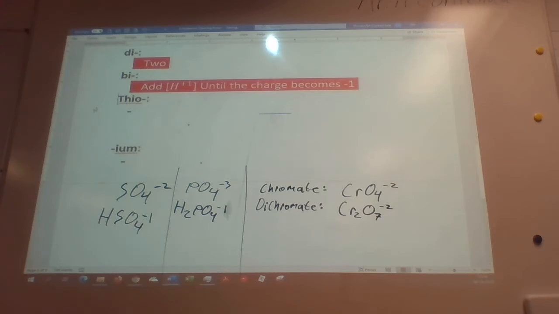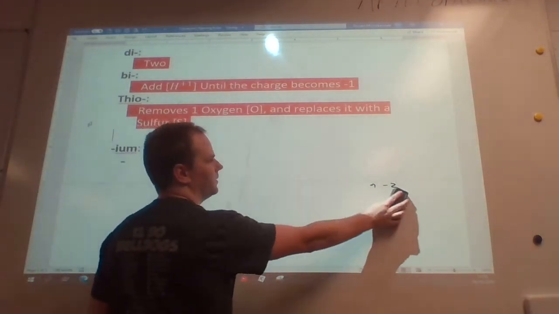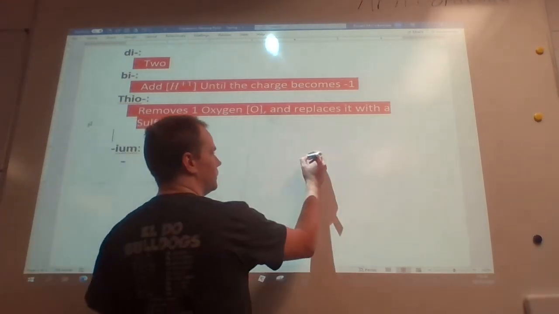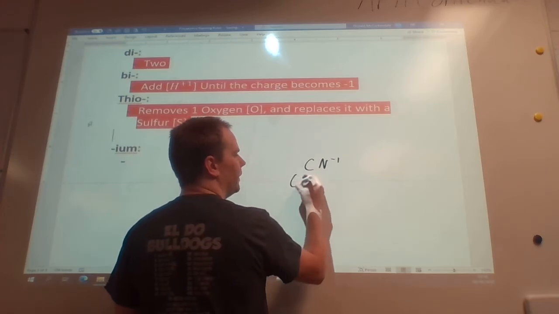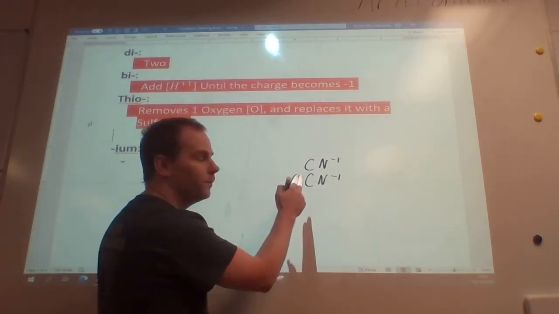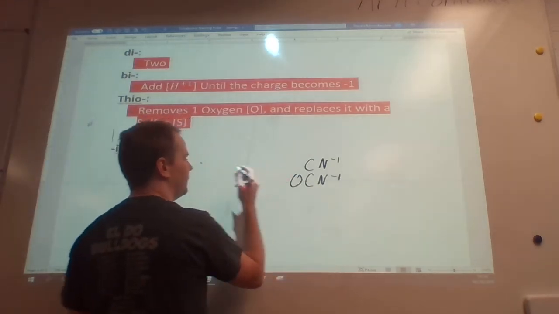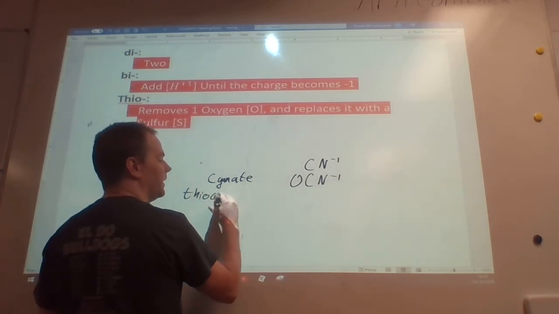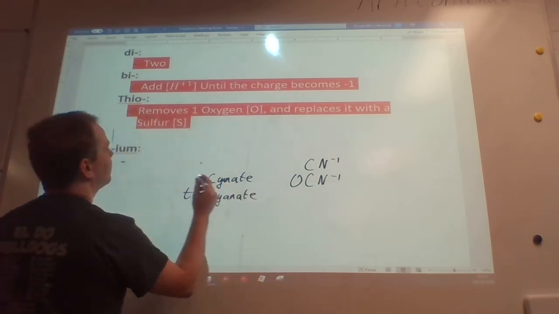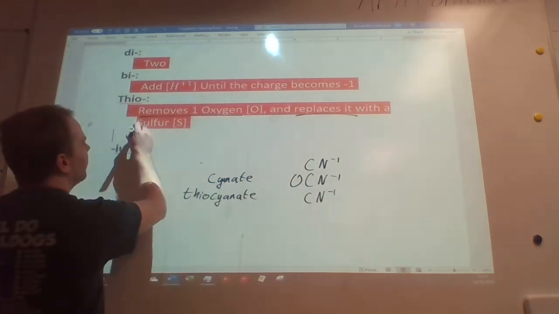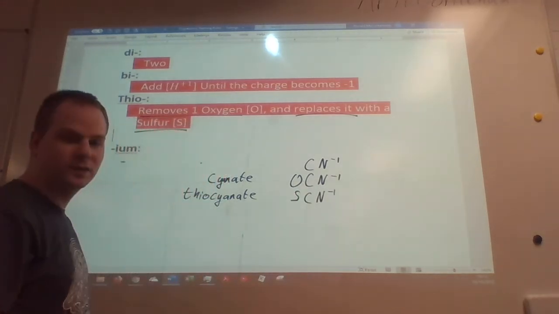The next one that can be annoying and somewhat confusing is thio. Because thio changes your formula a little more significantly than any of the other ones that we've worked with. So I'm going to start with cyanate. So we have cyanide and cyanate. Notice that cyanate just has one more oxygen than cyanide. Now, to turn cyanate into thiocyanate, we have to remove one oxygen, so we would lose the oxygen, and replace it with a sulfur. So it's SCN instead of OCN.